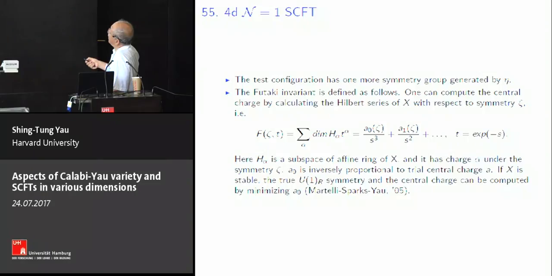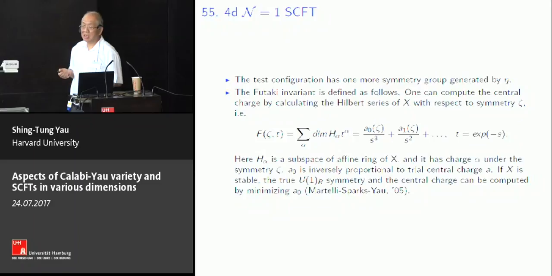So this defines a power series, and A0(zeta) is inversely proportional to the trial central charge A. So you write T to be exponential of minus s, so s is minus log T. And this A0(zeta) turns out to be inversely proportional to the central charge. This was studied also about 12 years ago by James Park and Martelli. James Park was my postdoc at that time. So the true U(1) symmetry and the central charge can be computed by minimizing A0. There we maximize the central charge, so here you're minimizing A0.